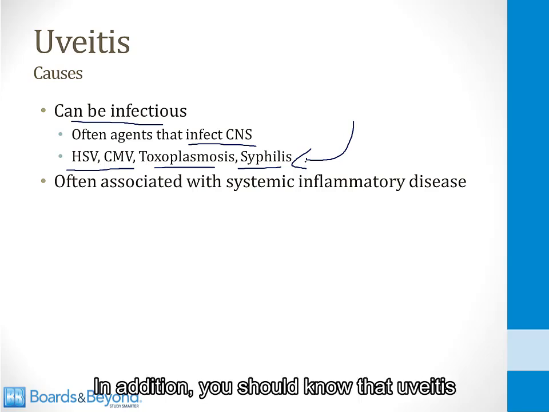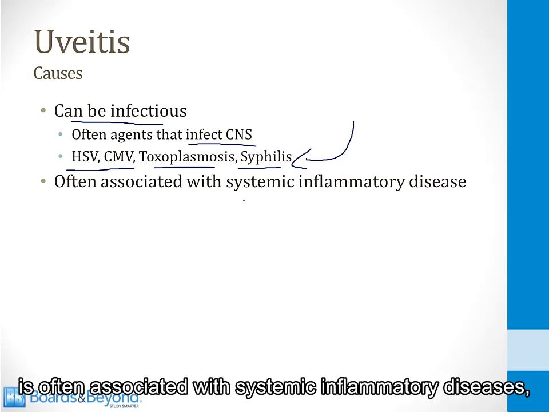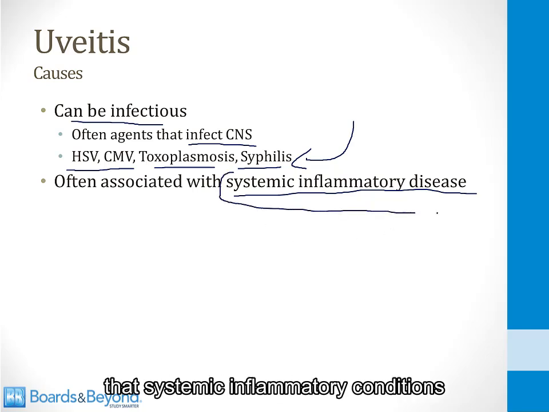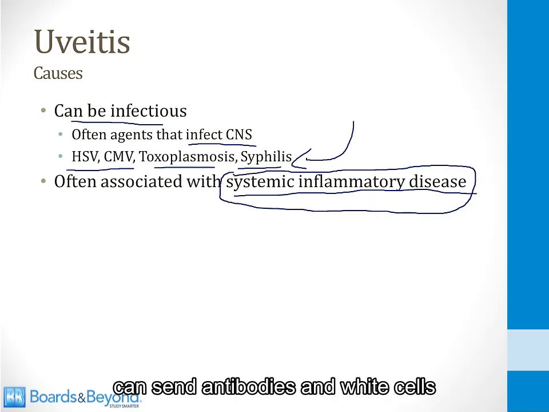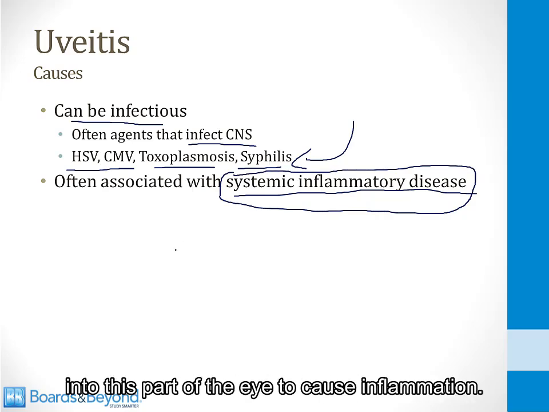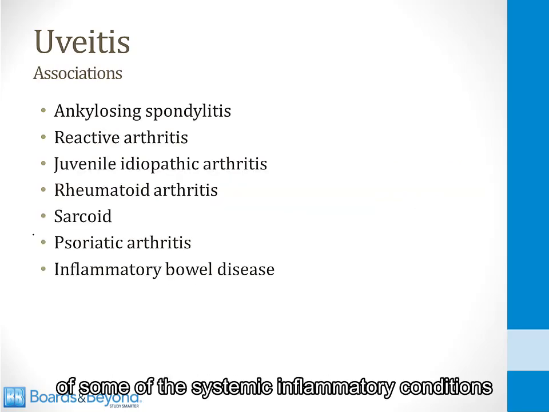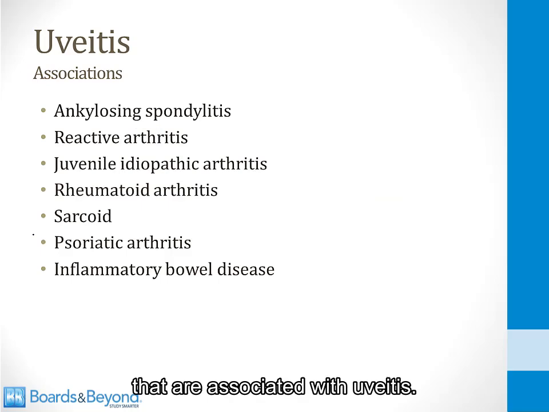In addition, you should know that uveitis is often associated with systemic inflammatory diseases. And if you just remember that the uvea is the vascular layer, then it's easy to imagine that systemic inflammatory conditions can send antibodies and white cells into this part of the eye to cause inflammation. And here's a list of some of the systemic inflammatory conditions that are associated with uveitis.